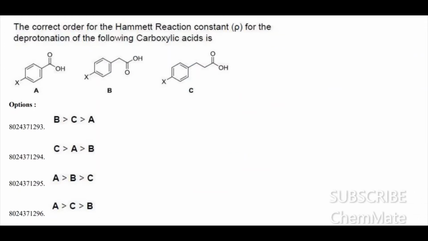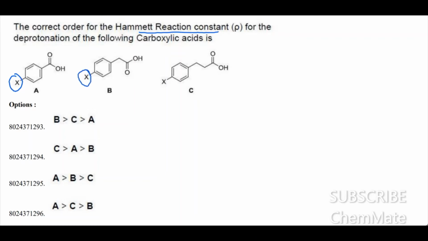Next question: the correct order of the Hammett reaction constant rho for the deprotonation of the following carboxylic acids. So all these are carboxylic acids. So what is rho? The Hammett reaction constant, you can say it is the susceptibility of a particular reaction. Again I am telling that it is the susceptibility of a particular reaction towards the substituent.